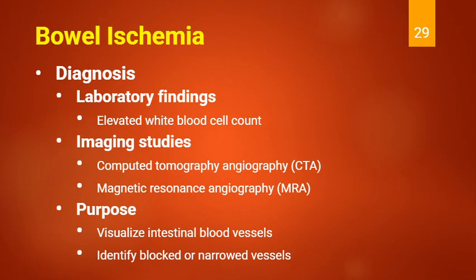Laboratory tests and imaging studies are used to help diagnose bowel ischemia. A white blood cell count is often elevated, which indicates inflammation or infection. However, imaging studies are essential to confirm the diagnosis. Two common tests are computed tomography angiography, or CTA, and magnetic resonance angiography, or MRA. These imaging studies allow healthcare providers to visualize the blood vessels supplying the intestines and identify areas where blood flow is reduced or blocked.